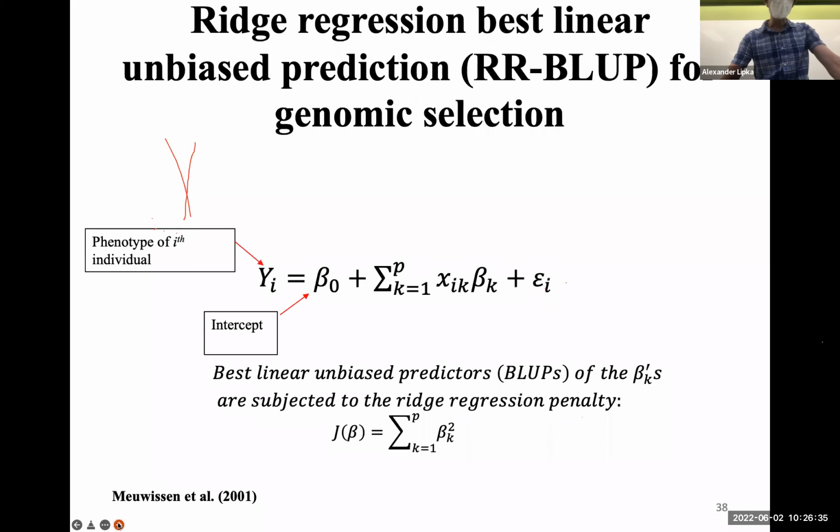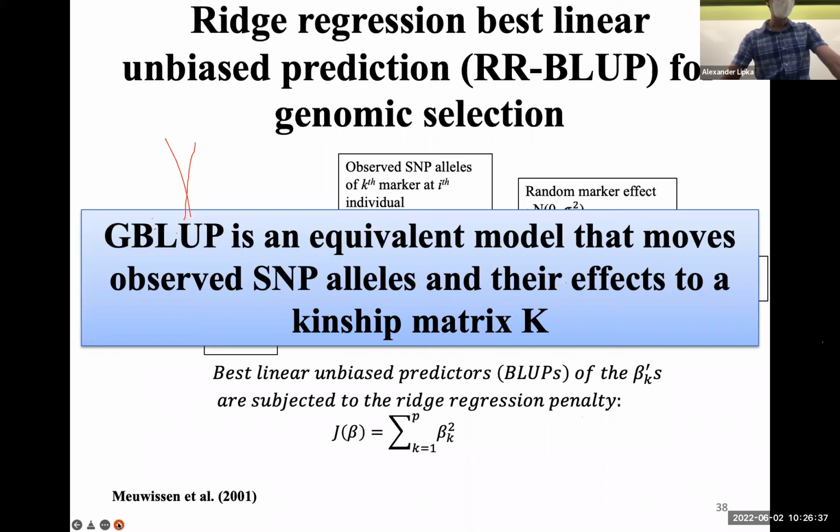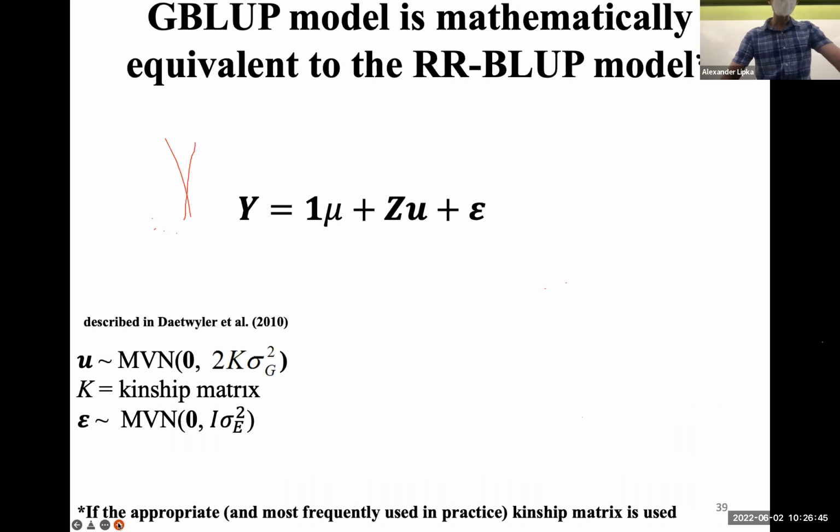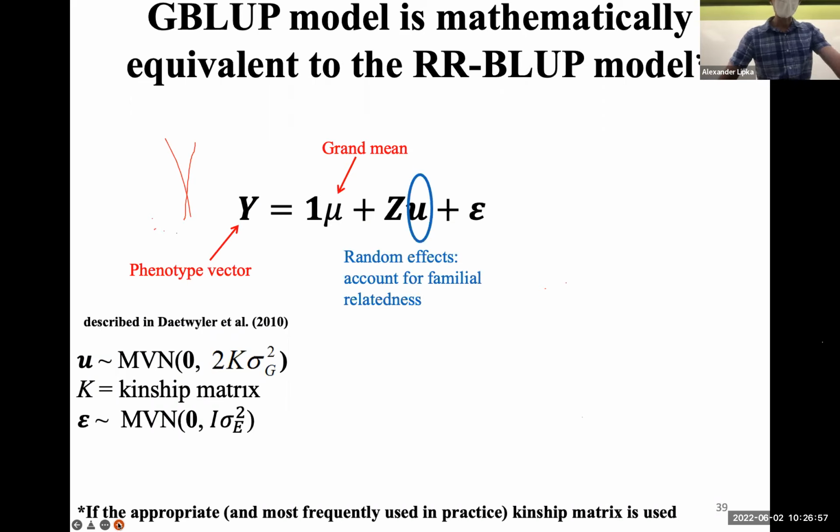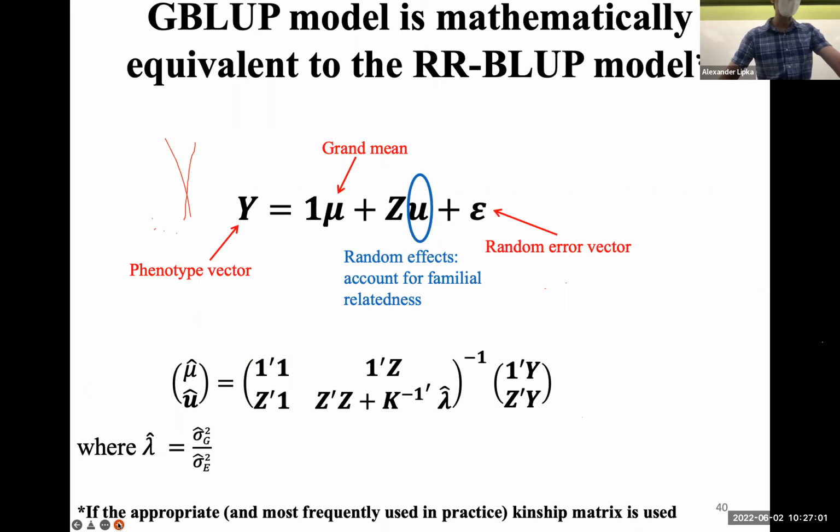And then here's the RR-BLUP model. The slide was made by Brian. So the GBLUP, as we learned yesterday, is an equivalent model to the RR-BLUP model. If the appropriate kinship matrix, or additive genetic relatedness matrix, is used, we can have a phenotype vector, our grand mean, our random effects that account for familial relatedness, and then our random error vector.